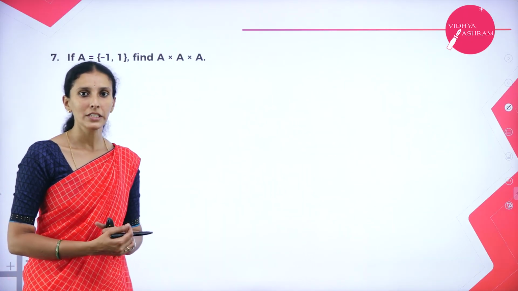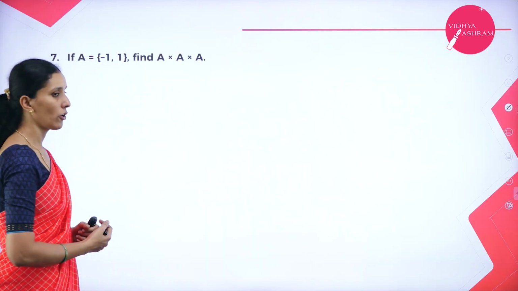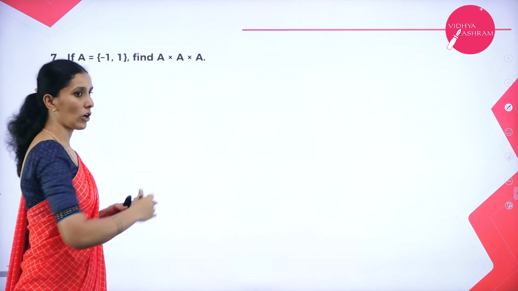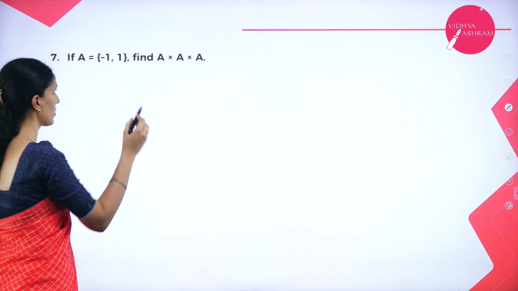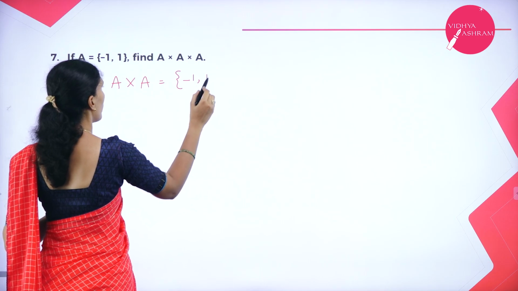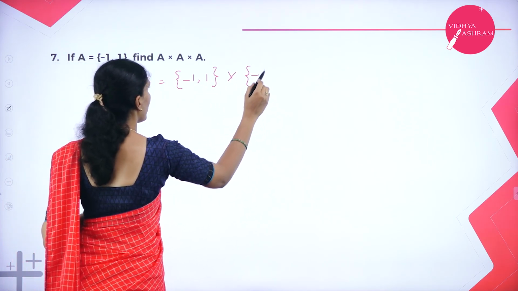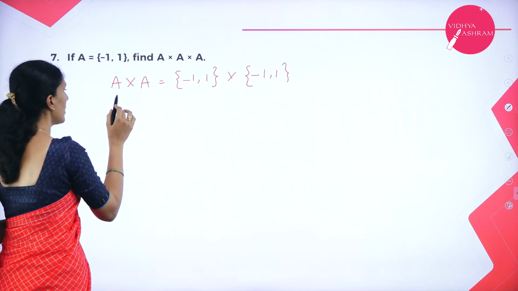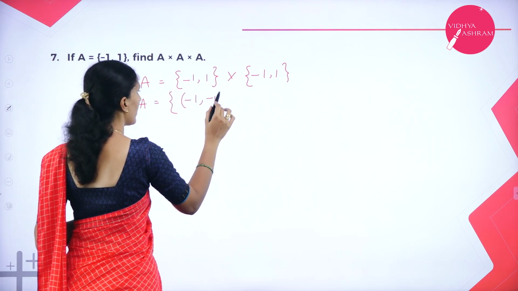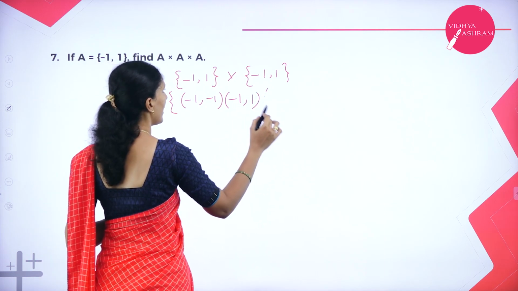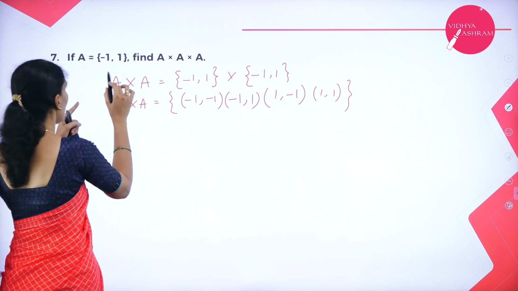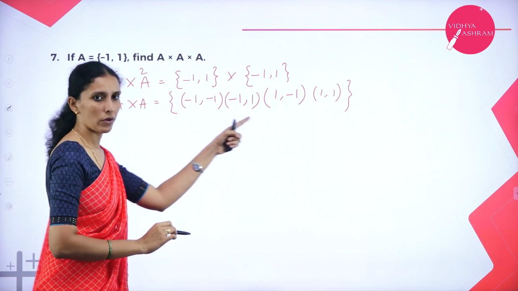Next, we have a question. A is equal to {-1, 1}. Find A cross A cross A. Before finding A cross A cross A, let me first find what A cross A is. So A cross A means pairing {-1, 1} cross {-1, 1}. When you pair it, it is (-1, -1), (-1, 1). Next (1, -1), (1, 1). So 2 elements here, 2 elements here, 2 twos are 4 elements here.